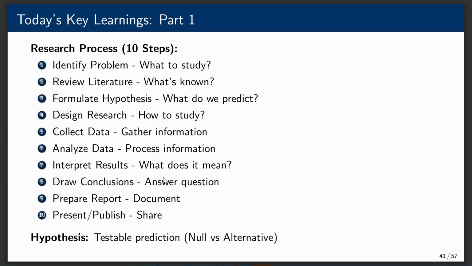So the hypothesis is basically a testable prediction. You can have two types of hypothesis: one is the null hypothesis and the other is the alternate hypothesis.